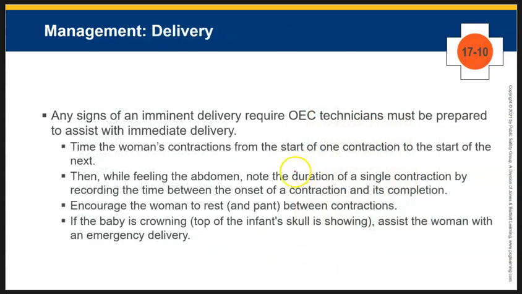If there is imminent delivery possible, we may be required to assist with that. So we can time the woman's contractions from the start of one to the start of the next. During that, we can note the duration of a single contraction by recording the time of onset and its completion. And if we see the baby crowning, we know that delivery is imminent. We can prepare to assist with that. This is described in the skill guide in Chapter 17.